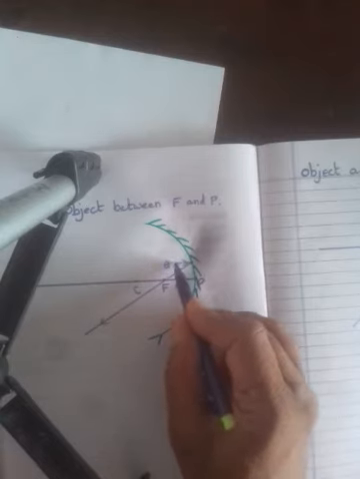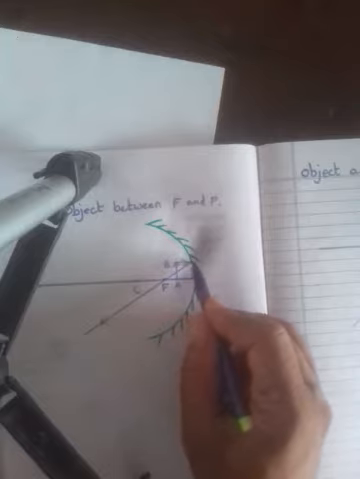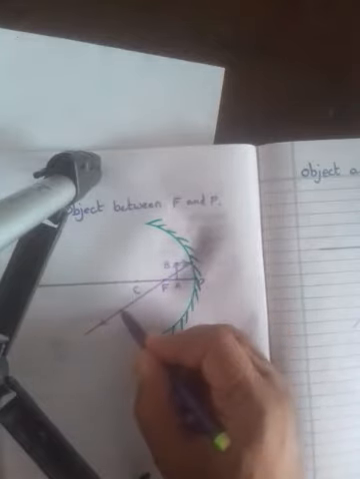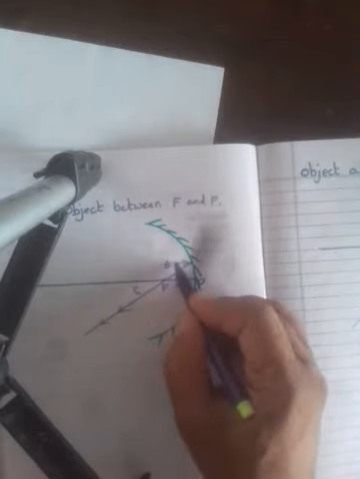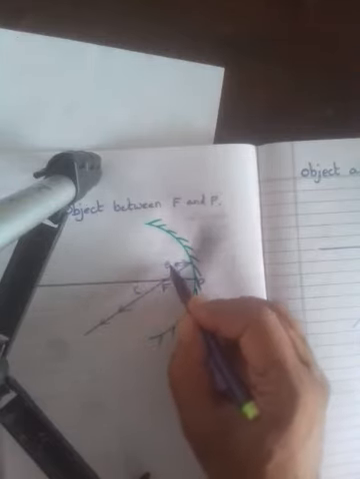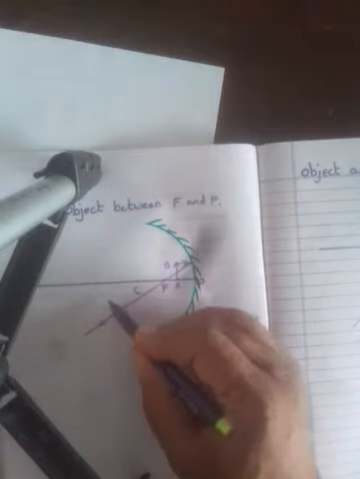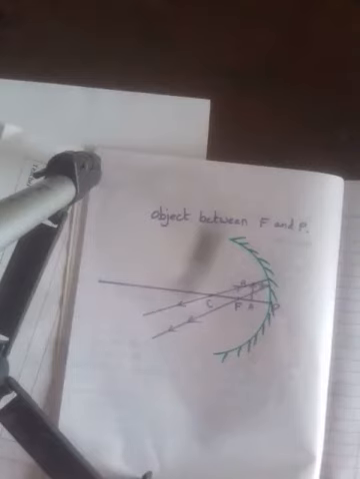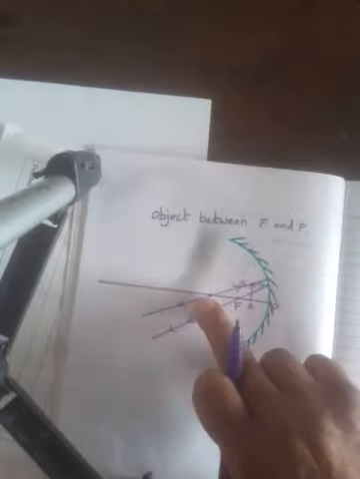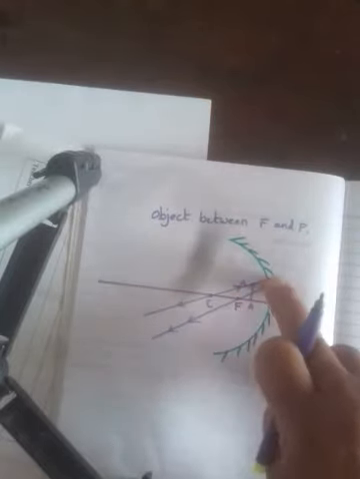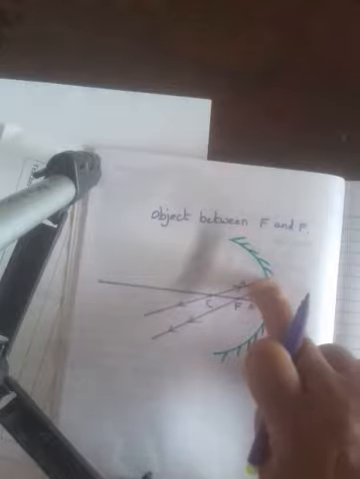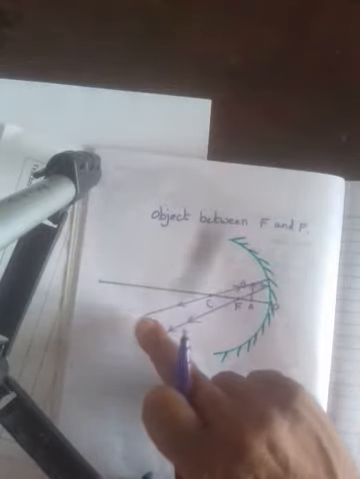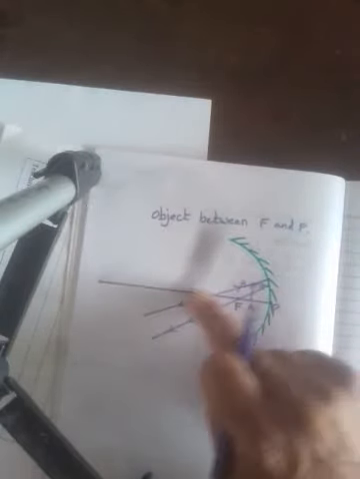One ray of light I have taken from B parallel to the principal axis. It will get reflected passing through the focus. Another ray of light from B itself I will take passing through the center of curvature, and it will get reflected back along the same line. You can see both these reflected rays are diverging away from each other. They are moving away from each other.